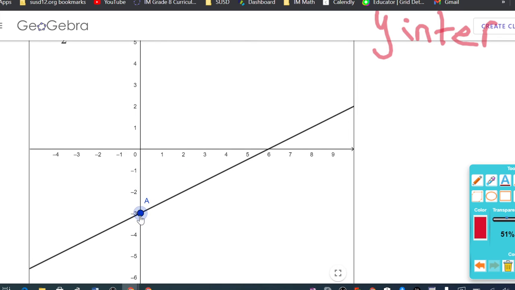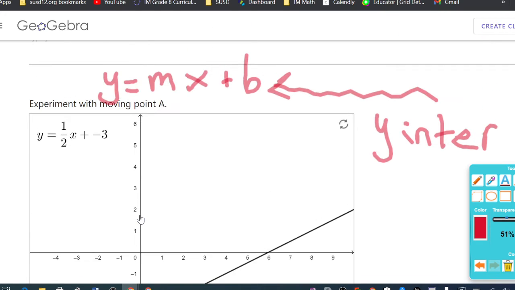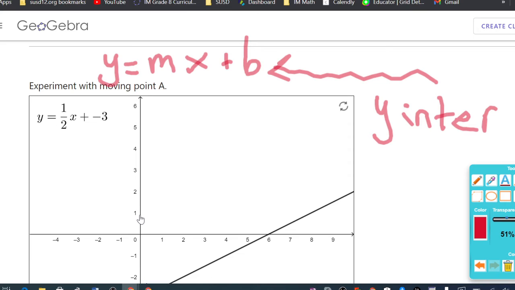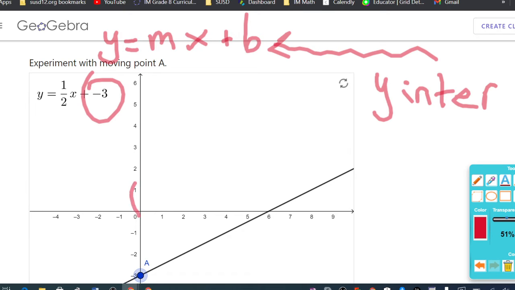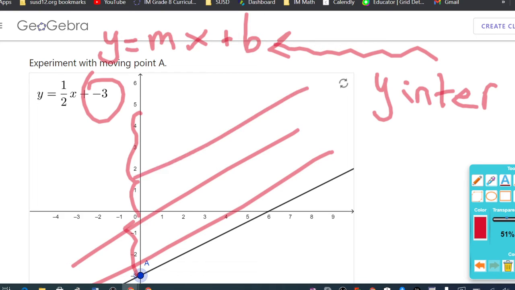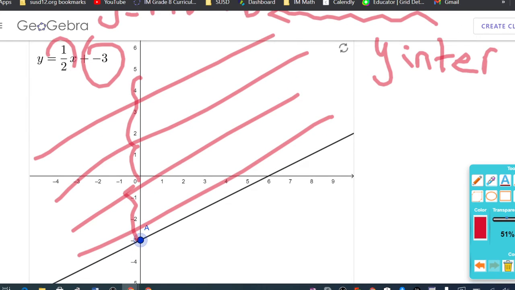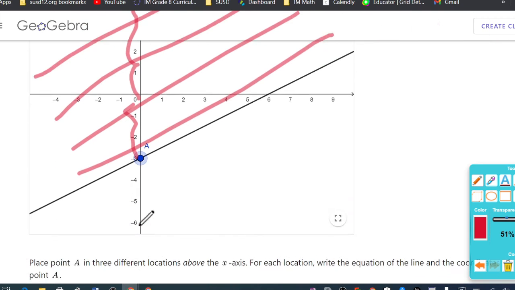If I put the y-intercept down here at -3, there's the equation: y equals 1/2 x minus 3. You can get rid of the plus sign, but anyway. All right, so this number right here shows you how many units you're translating up or how many units you're translating down. And the slope of the line stays the same no matter which direction you go, up or down.